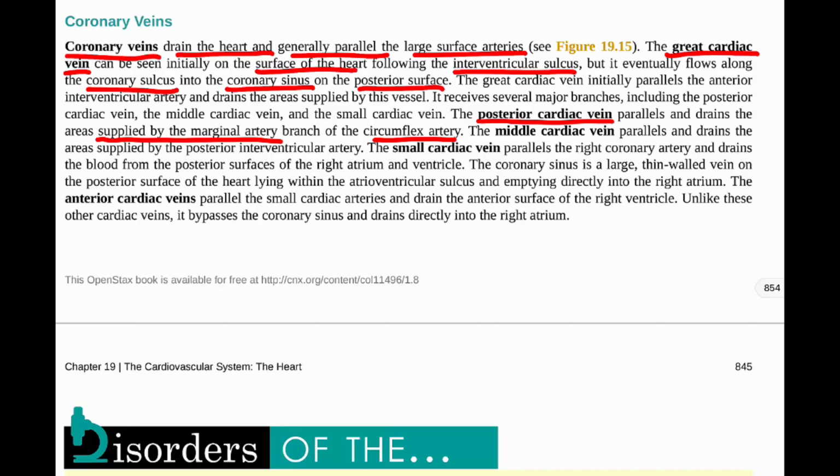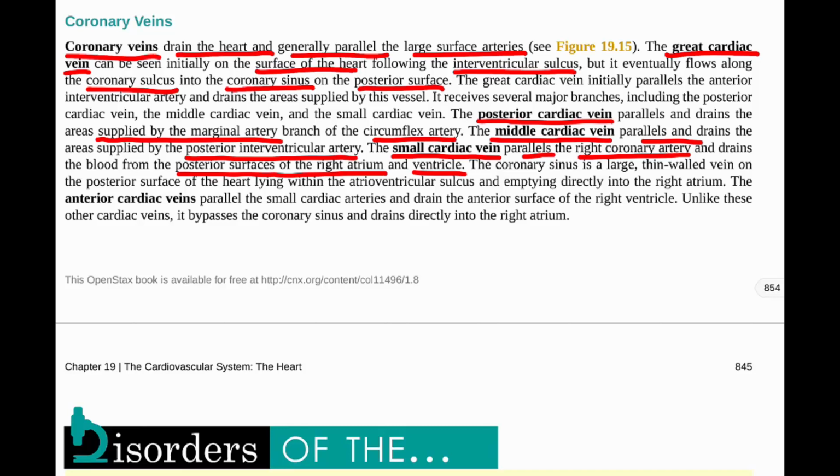Then our middle cardiac vein parallels and drains the areas supplied by the posterior interventricular artery. Right, so we saw that in the posterior interventricular sulcus. Then our small cardiac vein parallels the right coronary artery, the one that kind of dipped around in the coronary sulcus, and drains the blood from the posterior surfaces of the right atrium and the right ventricle, because that's on the right side, our small cardiac vein.